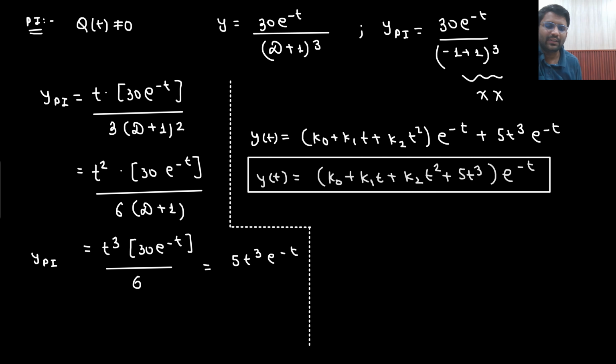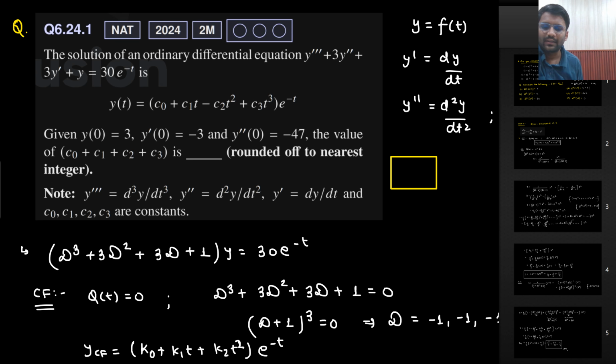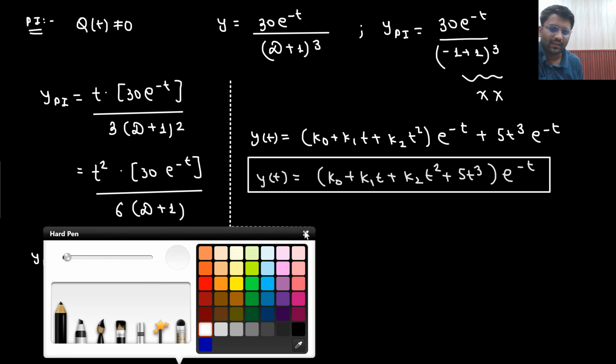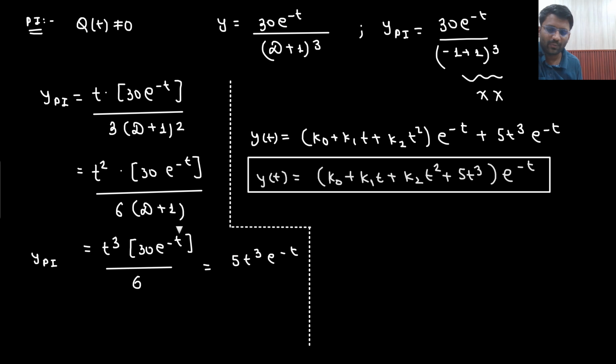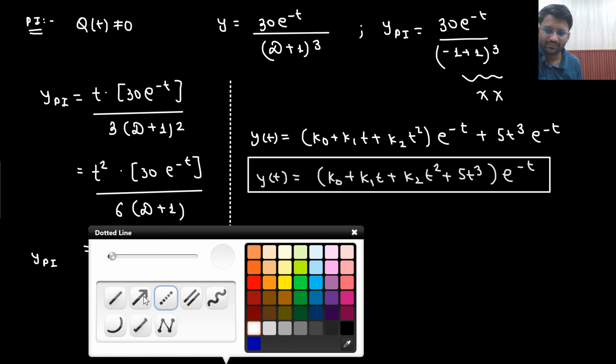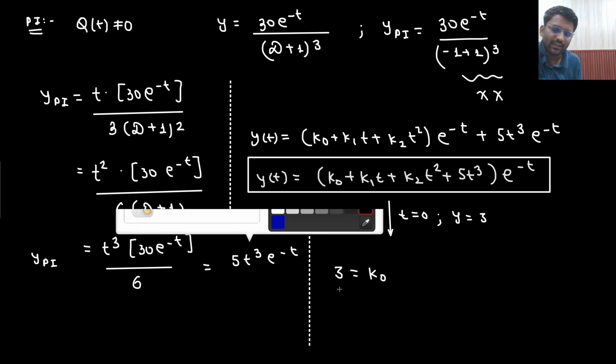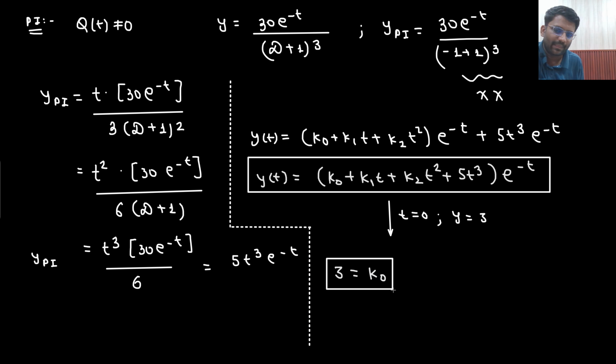So what you will do? It is given that in place of t, if you put 0, then the value of y will come out to be 3. So in place of t if you put 0, the value of y will come out to be 3. So this will be 0, 0, 0, and e to the power 0 will be 1. So what is the value of k0 you are getting? The value of k0 is 3, right?